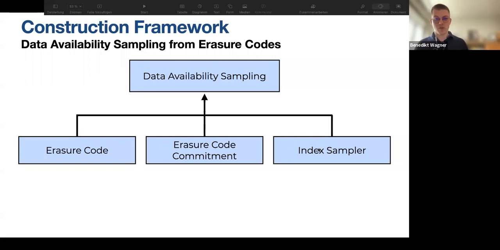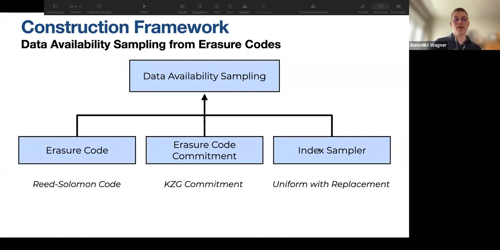I want to explain how this works, but we have already seen one example of this framework in the beginning when we looked at this Reed-Solomon code-based construction. Here the erasure code was the Reed-Solomon code, the erasure code commitment for it was the KCG commitment, and the clients sampled their indices uniformly with replacement. So this is one example, and now let me give more details about this.